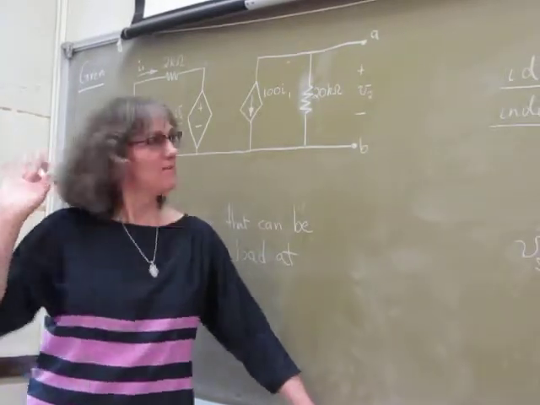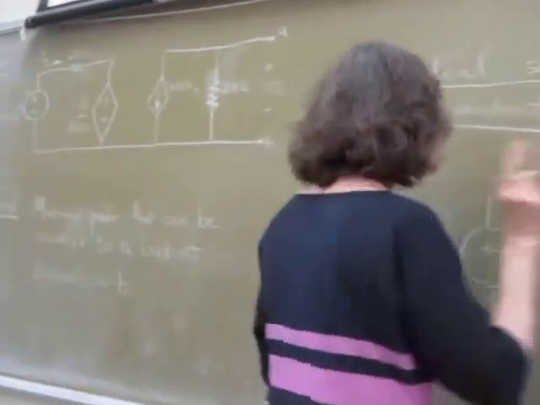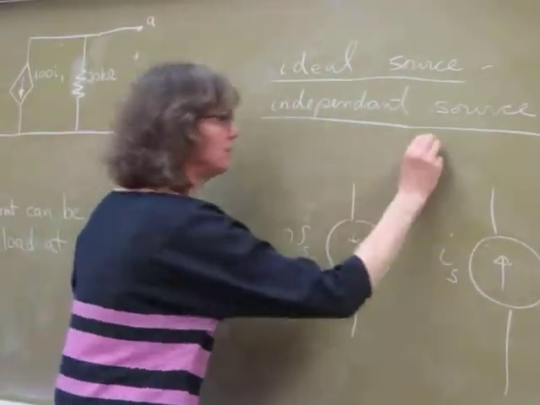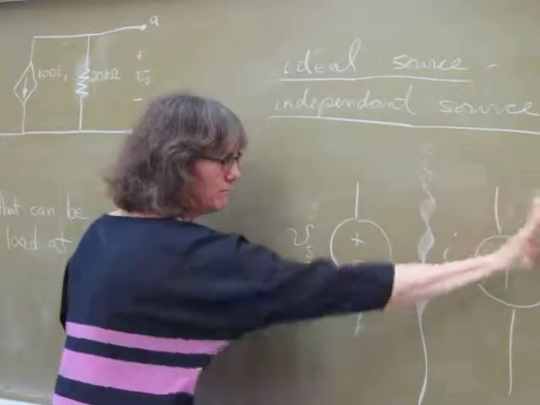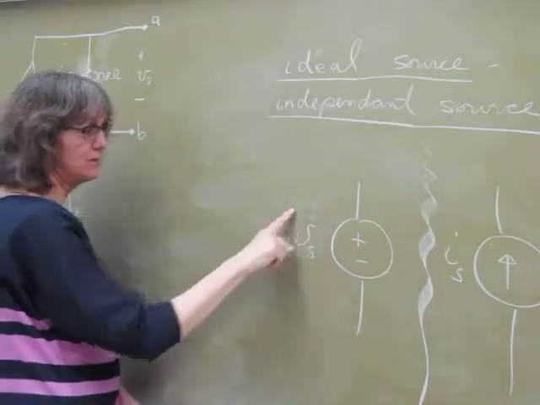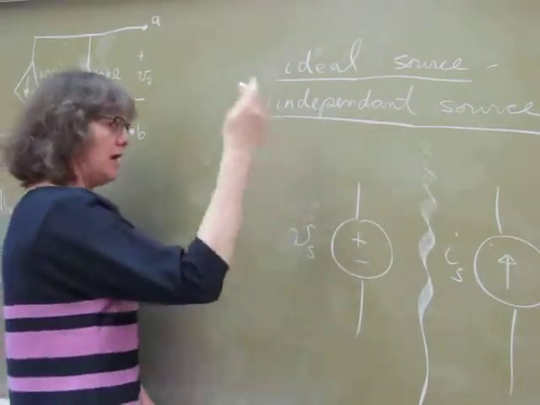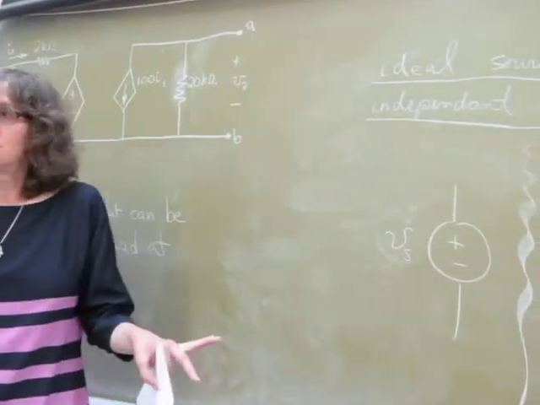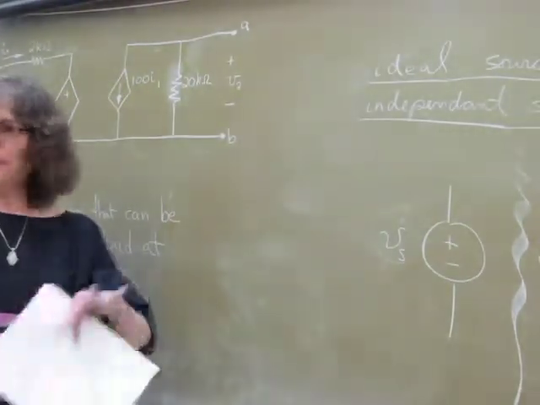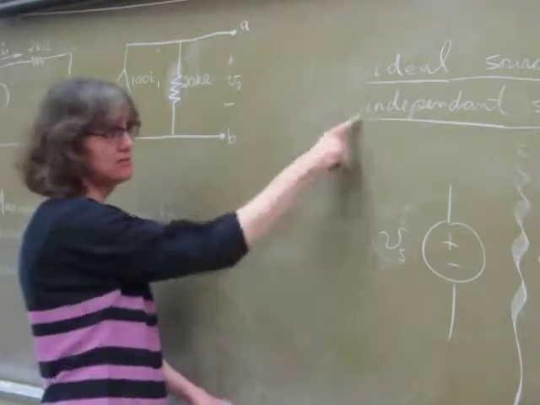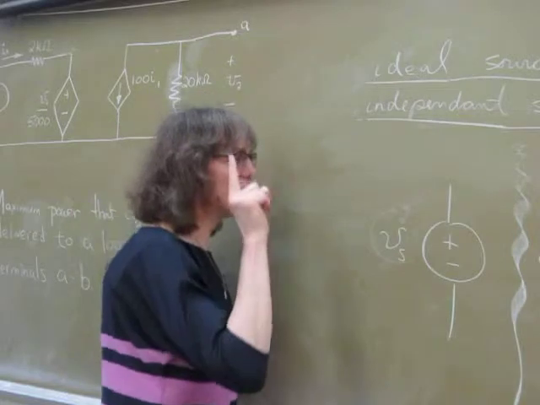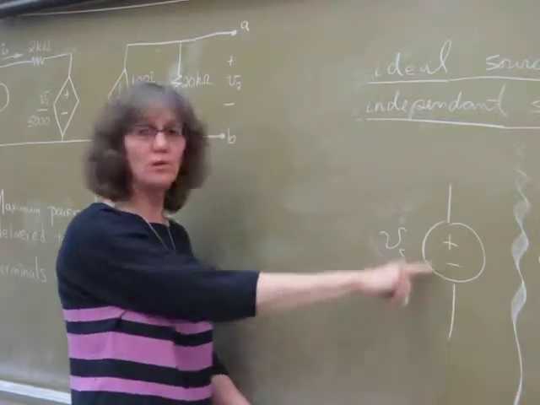So what's an ideal source? Okay, here's what it is. Consider these one at a time. Don't think about that one. You're just looking at this one. So this is a voltage source. It's going to deliver the voltage that it says it's going to deliver, no matter what else is going on in the circuit, because it's an independent source. But it will also deliver that no matter what the current is that's going through here.